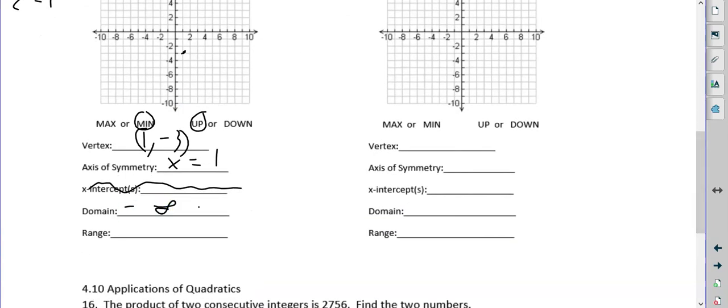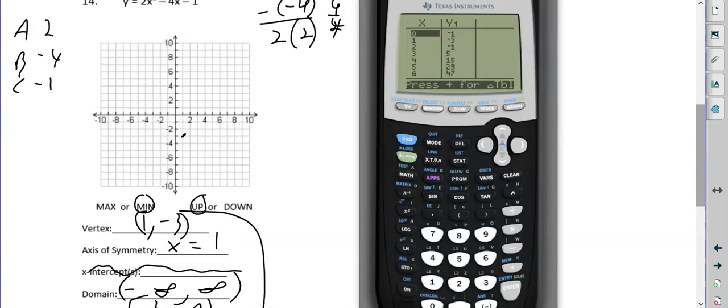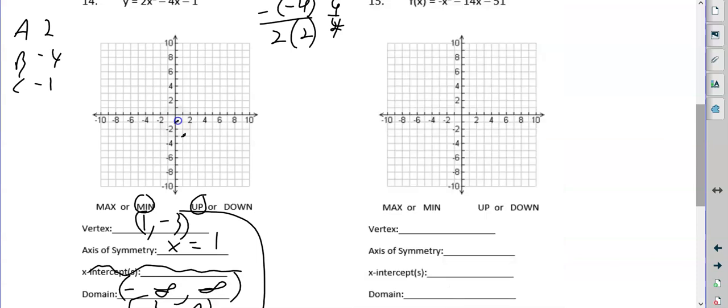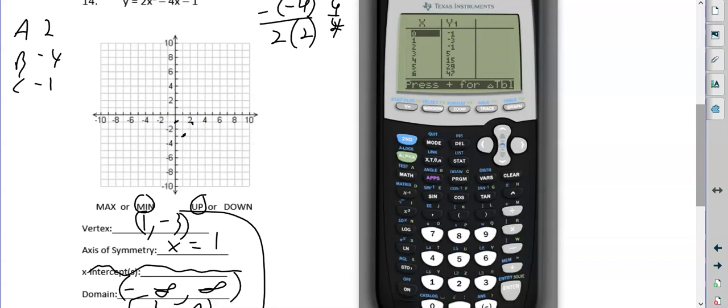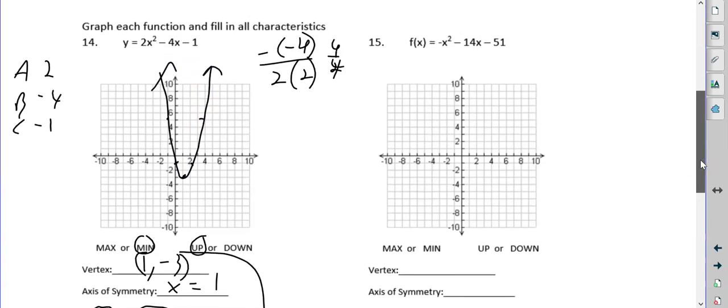The domain, not changing. Negative infinity to positive infinity, going to keep going left and right. The range, again, remember the correlation here. It's going up towards positive infinity. We use a bracket here, parentheses here. Now let's just get some points and we're done. So 0, -1, and 2, -1. And then 3, 5, and -1, 5. And there is our parabola. We're good to go. Next one.